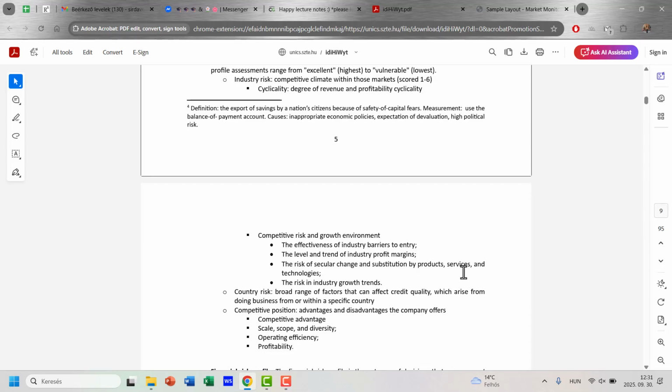Then, competitive risk and growth environment. What are the barriers to entry? What kind of licenses do you need? And also, what kind of specialized technology do you need? In the case of logistics, to have a road logistics company, you need a truck and some guy with a license to drive this truck, but otherwise it's quite a low barrier. That's why the margins are also really low.